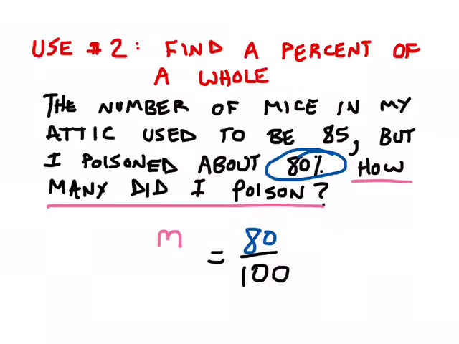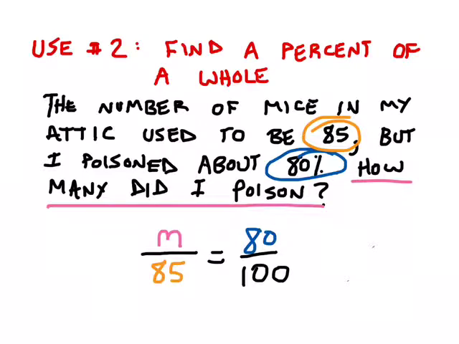And then the last thing I'm looking for is what was the whole? Well, that's the number of mice that I started out with, probably. So over here again, we've got 85 mice. That's going to be the whole number that there used to be. And so now I've set the entire thing up.